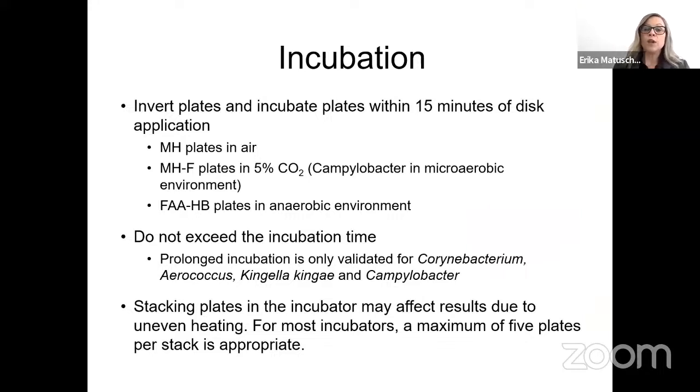After application of discs, you should invert the plates and incubate them, and that should be within 15 minutes of disc application. We already looked at the different incubation environments. The incubation time is, unless otherwise stated, 16 to 20 hours, and it is important not to prolong the incubation time. For some organisms or species that do not grow very well, we have validated a prolonged incubation time, but that is only done for Corynebacteria, Aerococcus, Kingella kingae, and also for Campylobacter. So for these organisms, when you look at your plate after 16 to 20 hours, or 24 hours for Campylobacter, and you don't have sufficient growth, then you can prolong incubation. For other organisms, we have not validated this, but we know from our studies and experience that the zone sizes might change a lot with prolonged incubation. So that is not recommended unless specifically stated.